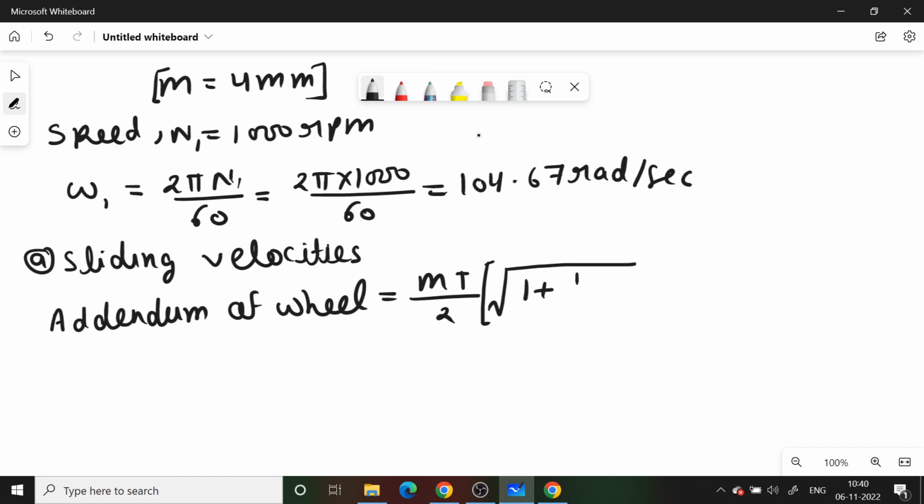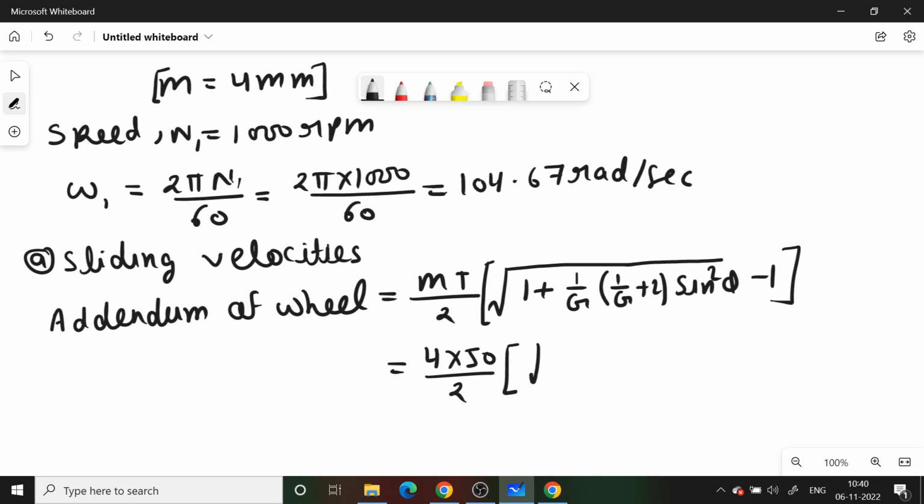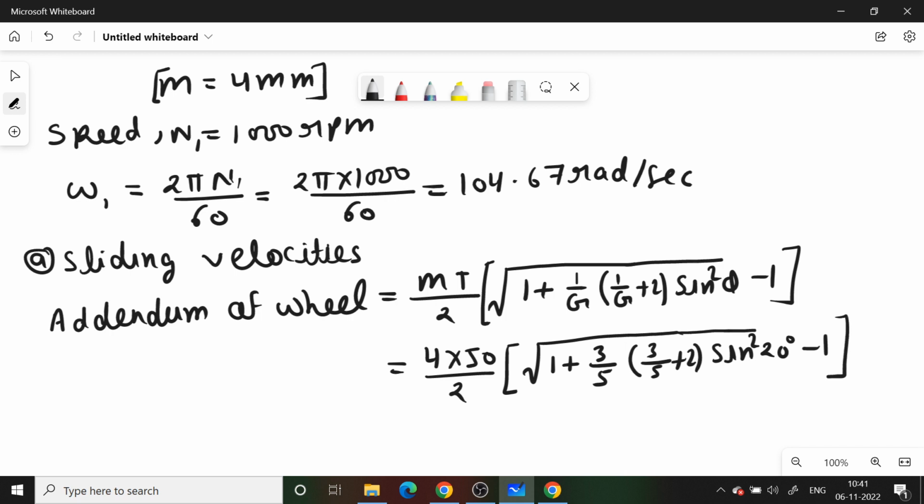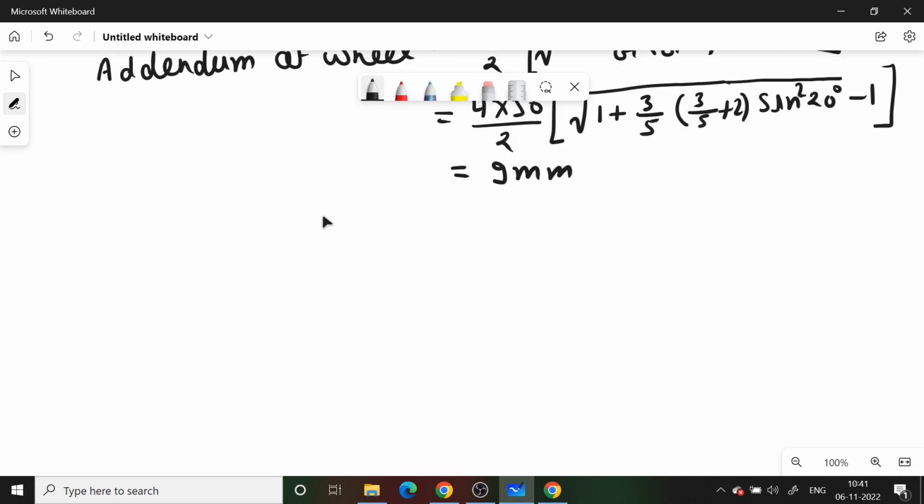(m T by 2) into the square root of 1 plus 1 by G, 1 by G plus 2 sin square phi, minus 1. Module is 4, number of teeth on wheel is 50, gear ratio is 5 by 3, and pressure angle is 20 degrees. So it will be equal to 9 mm. Addendum of wheel will be equal to 9 mm.